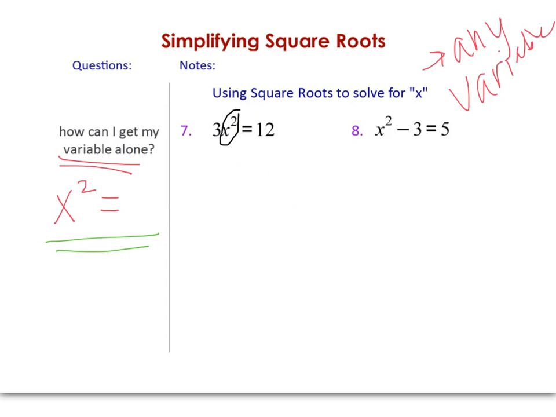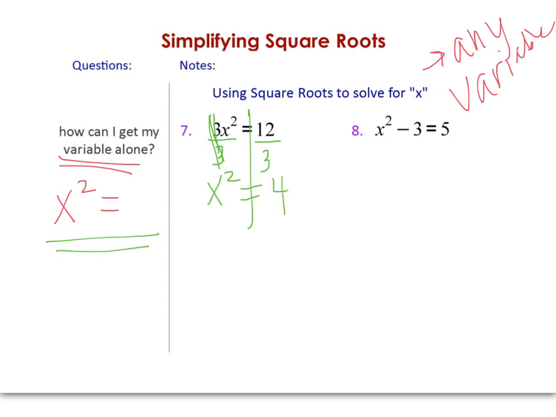Okay, some of you guys may be thinking, well, Miss Sawyer, we got to move that 3. Well, if 3 is being multiplied by x squared, how can I move that 3 over to the other side of my equal sign? Well, hopefully you guys are starting to divide by 3 on both sides, because if I divide by 3, those 3's cancel, and I'm left with x squared equals 12 divided by 3 equals 4.